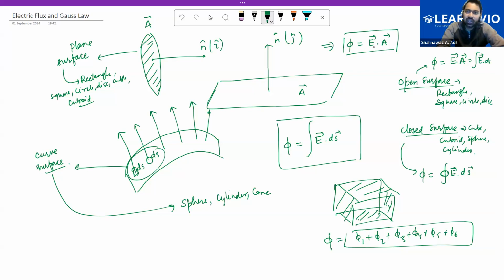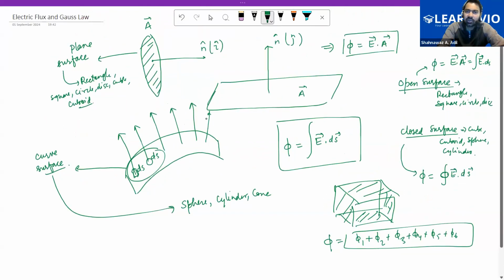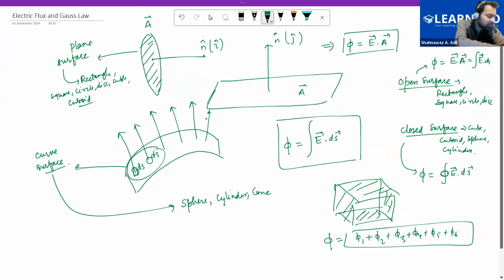If the electric field is different, then there is another case. But yes, please note down these things, and then we'll talk about the electric flux. We have already talked about it, but we'll talk about the Gauss law, right?